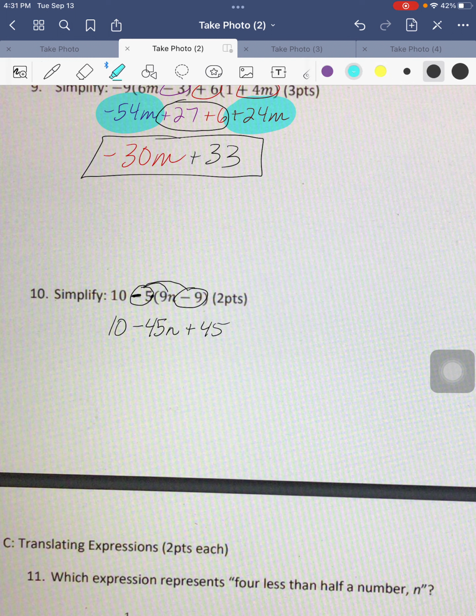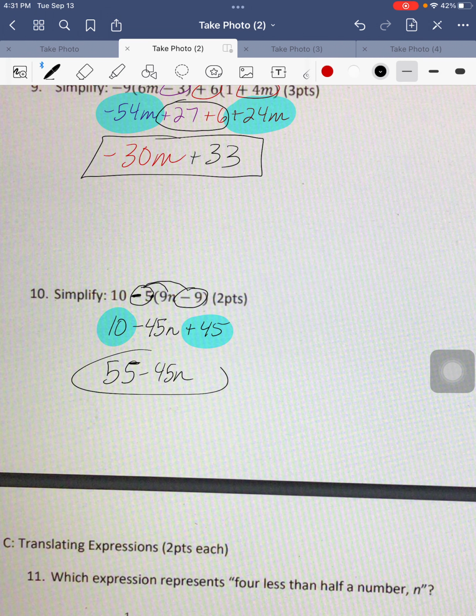See if I can gather any like terms. We have constants of 10 and 45, so that's 10 plus 45 is 55 minus 45n.